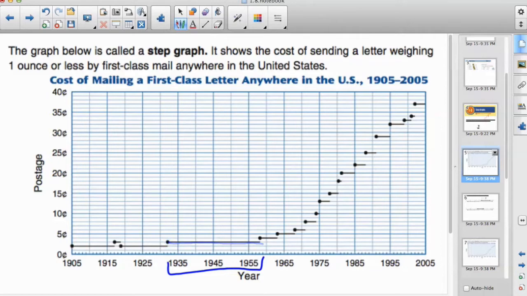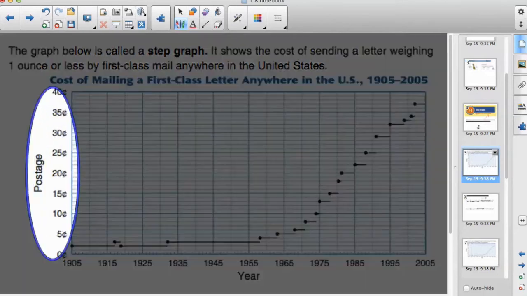And the height of each step shows the cost. Okay, so if we're jumping to a new step, that's showing you a change in cost, a change in that vertical axis that we talked about.